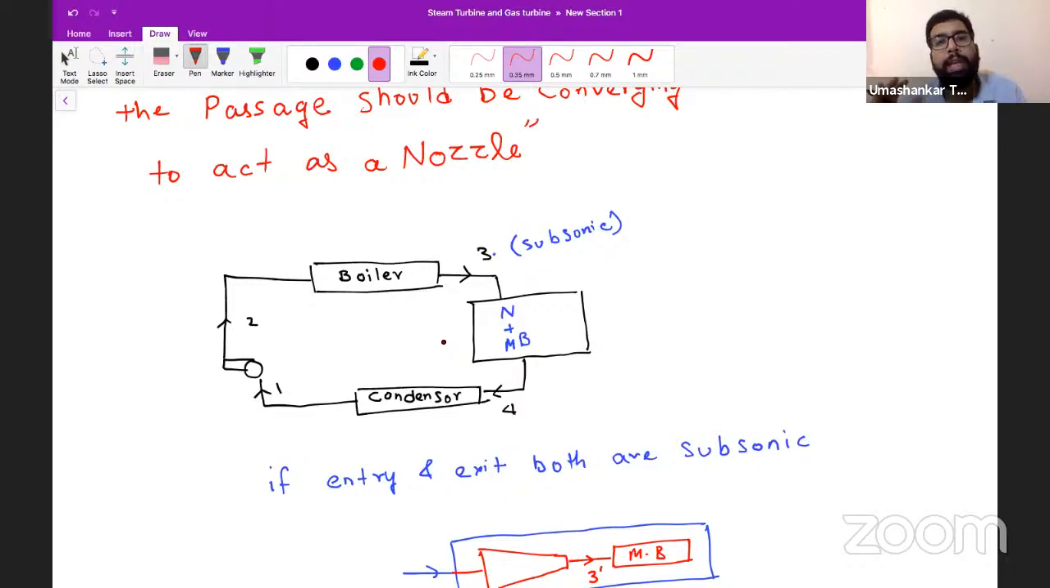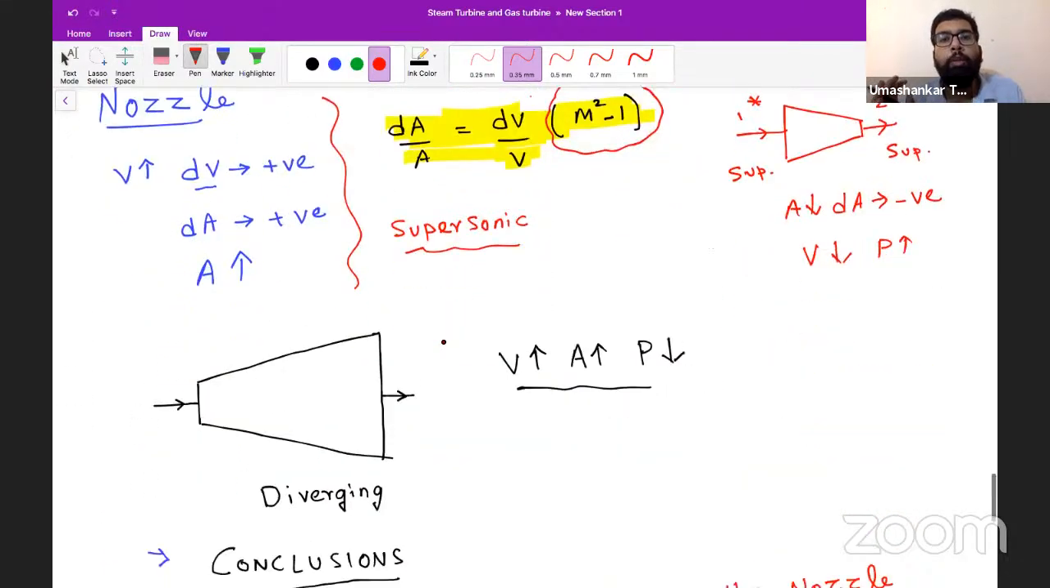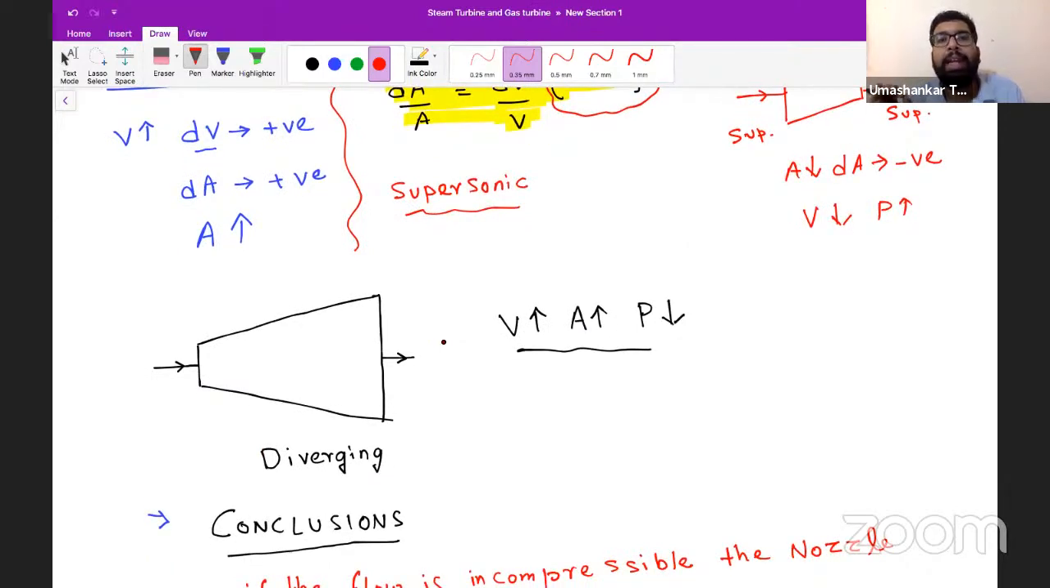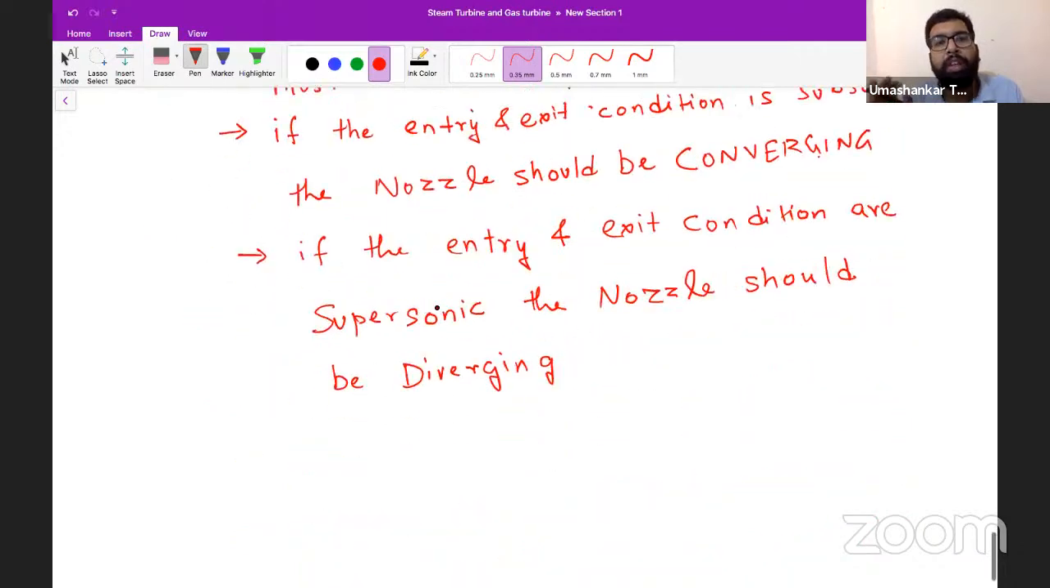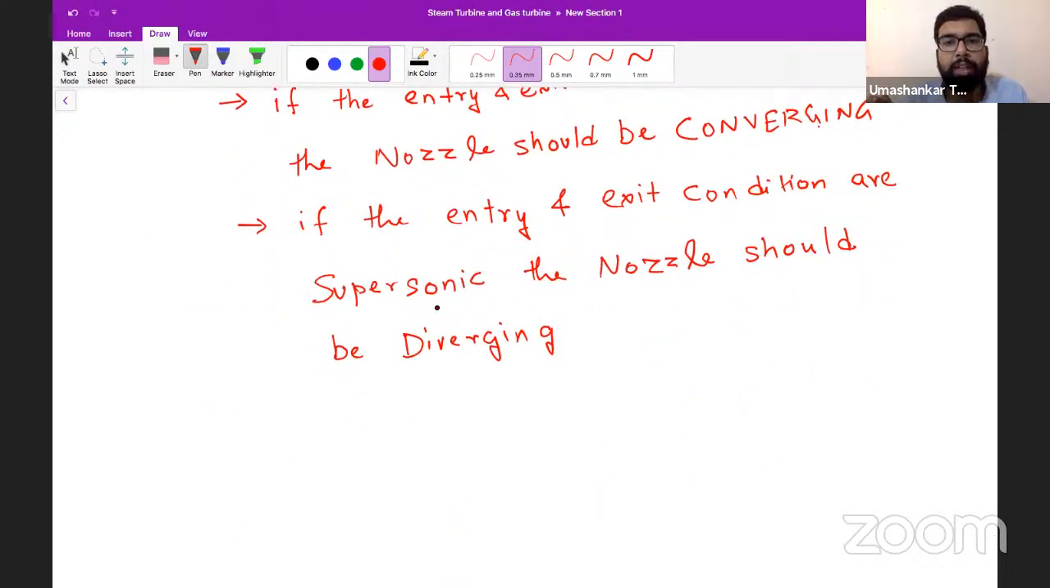So normally the nozzles are not diverging from the beginning, because it is a very rare condition where the entry to the nozzle is supersonic. But as we have developed, if it is in a supersonic condition, that nozzle must be diverging. Or we can say in supersonic flow, in order to increase the velocity, the area must be increasing or the passage must be diverging.